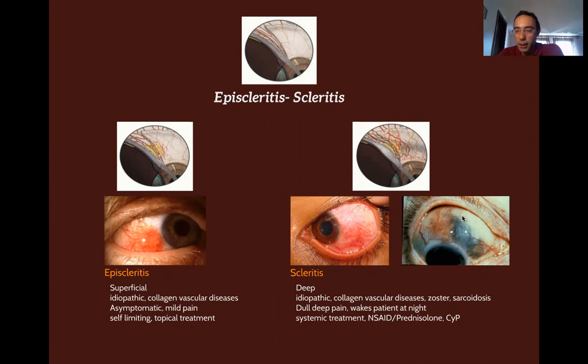In this case, this is associated with rheumatoid arthritis, and this is called a necrotizing scleritis. Because of the necrosis, the sclera has melted down, and you can see the choroidal vessels in violet color right underneath the conjunctiva.